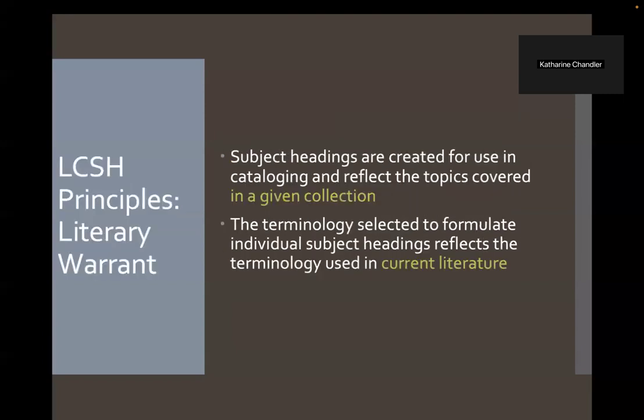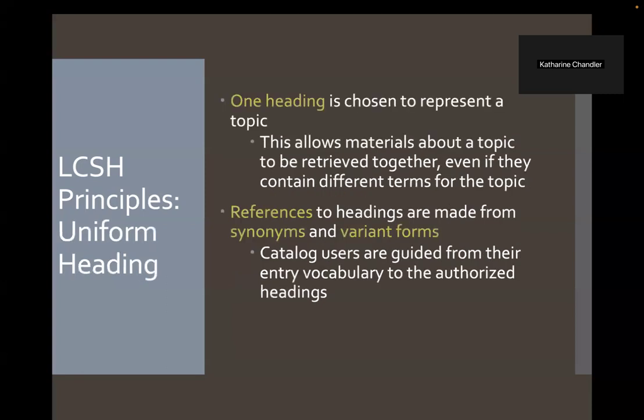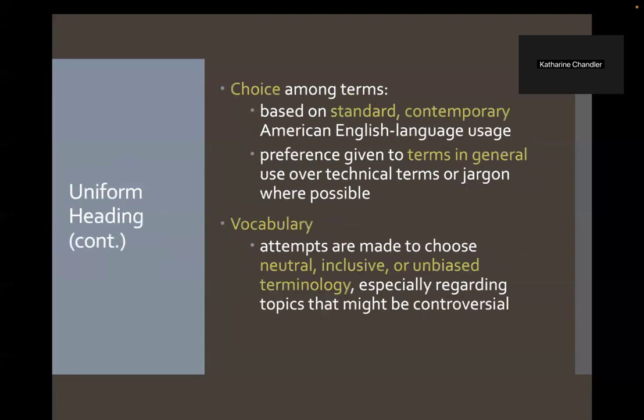In terms of literary warrant, subject headings are created for use in cataloging and reflect the topics covered in a given collection. The terminology selected to formulate individual subject headings reflects the terminology used in current literature. One heading is chosen to represent a topic. This allows materials about a topic to be retrieved together, even if they contain different terms for the topic. References to headings are made from synonyms and variant forms. Catalog users are guided from their entry vocabulary to the authorized headings.